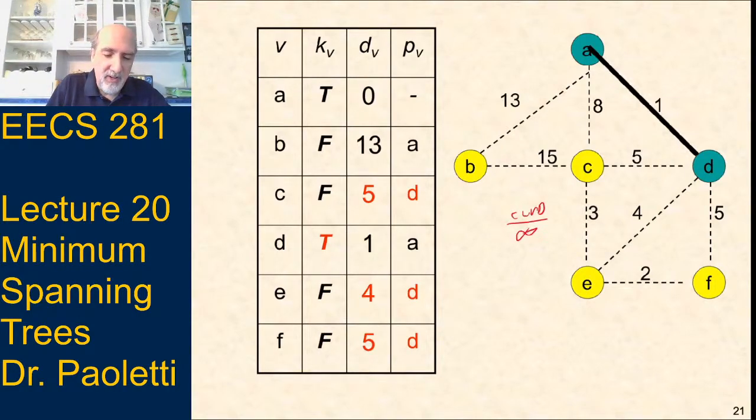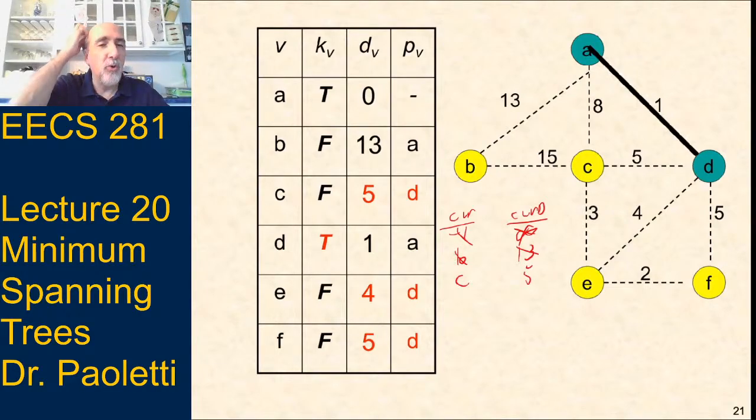Current distance is infinity. Current vertex is -1. Find the smallest false one. 13 if I choose B. 5 if I choose C. Now, I'm just going to do a what-if here for a moment. What if this one was also 5? And I've got three 5s that are false. Which one do I pick?